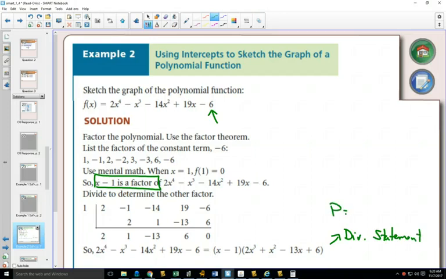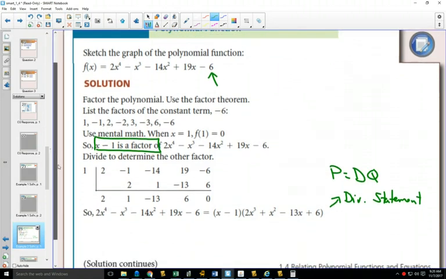Remember, our division statement is that Dairy Queen thing plus a remainder. But whenever your remainder is 0, that's gone, and you've just started to factor it. So by finding out that x minus 1 is a factor and using synthetic division, we were able to start to factor this, and we get x minus 1 times, and we still have something big. So we have to repeat this process.